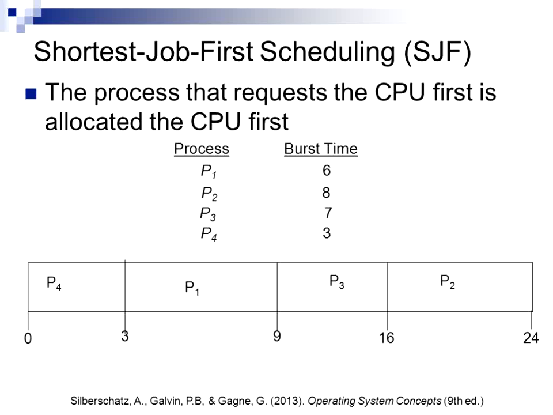Another scheduling algorithm that your book talks you through is the shortest job first algorithm. And here, the process that requests the CPU, this is wrong. This shouldn't say that the process that requested first is allocated the CPU first. In this case, it's the process with the shortest amount of time.